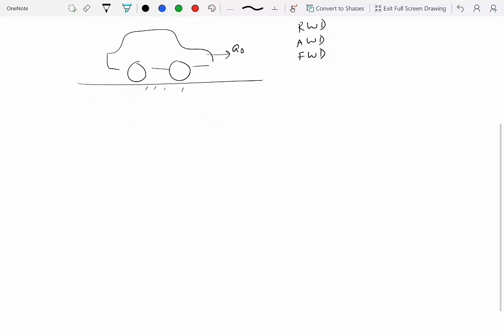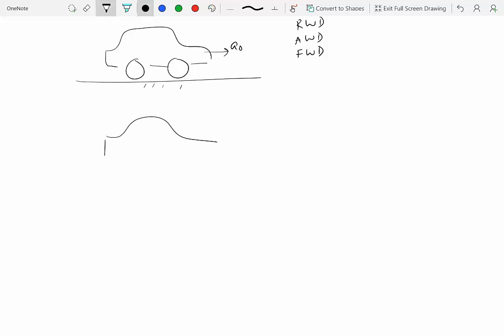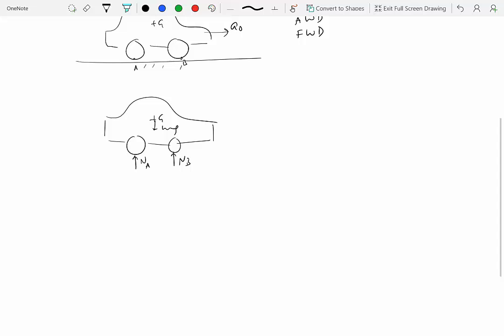If you draw the free body diagram of the car, you have the normal reactions. Let's call this point A, this point B, and here is the center of mass. So you have reaction NA, reaction NB, and the weight of the car acting downward. Then we have the friction forces, which will make the car move to the right. The friction force on the rear wheel acts in the forward direction, because it's these friction forces that give rise to the motion, or acceleration, of the car towards the right-hand side.